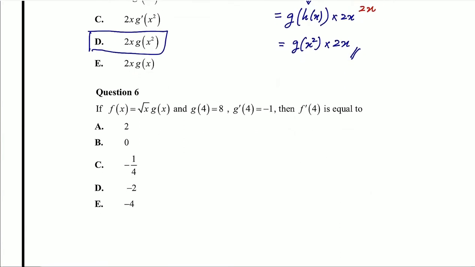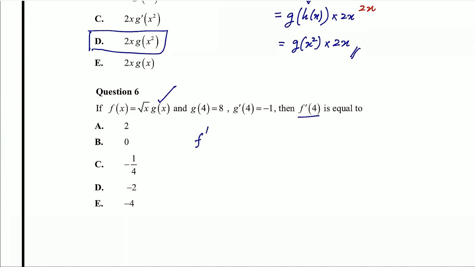Now, question number 6. If f(x) is equal to square root of x times g(x), and g is this, find f dash 4. Again, it's a differentiation question, right? So what you do, they're asking this, so you have g(x). So what do you do?